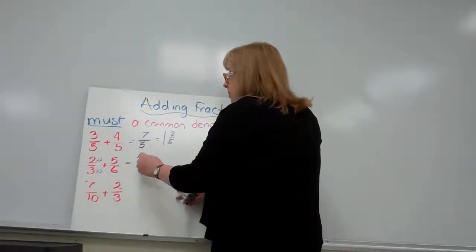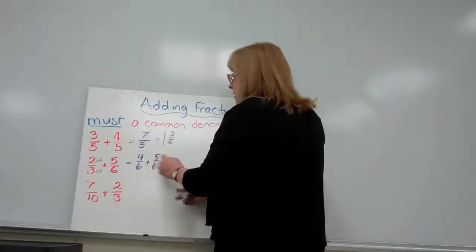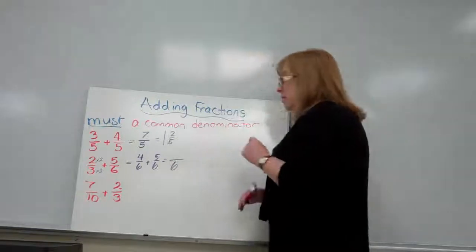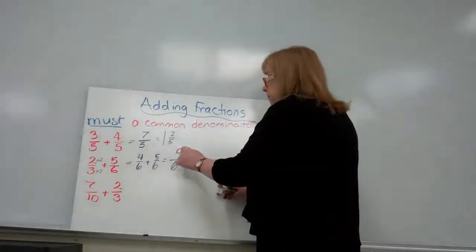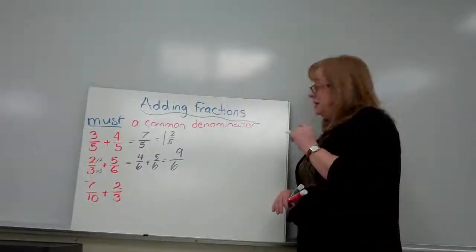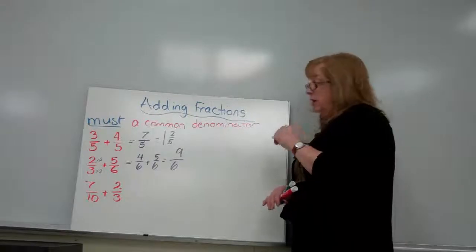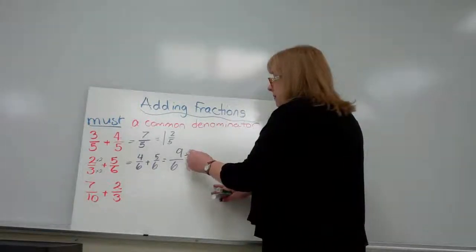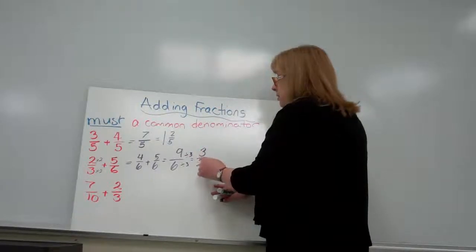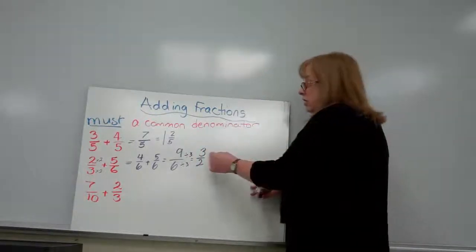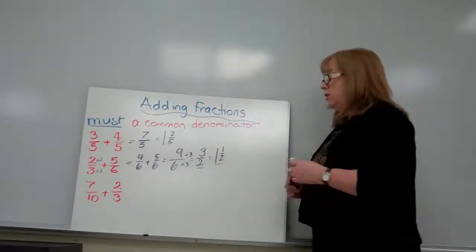So now my problem becomes 4/6 plus 5/6. I'll leave my denominator as 6, and 4 plus 5 is 9. Now I see that I can divide both numerator and denominator by 3 to simplify. So I'll have 3 over 2. It is an improper fraction, so I could also change it to 1.5. But either of those would be correct.